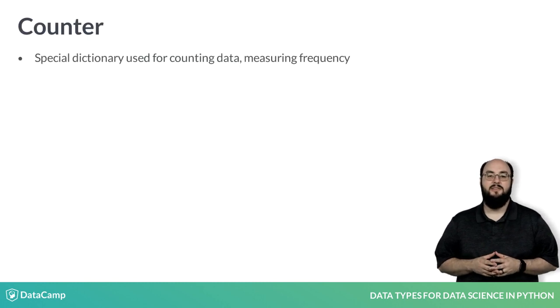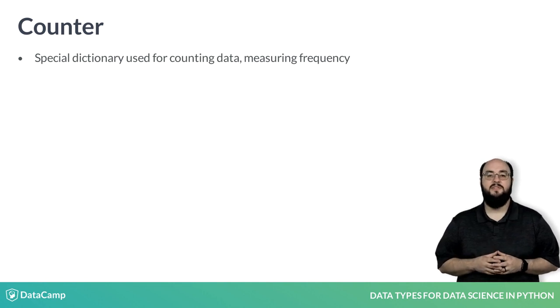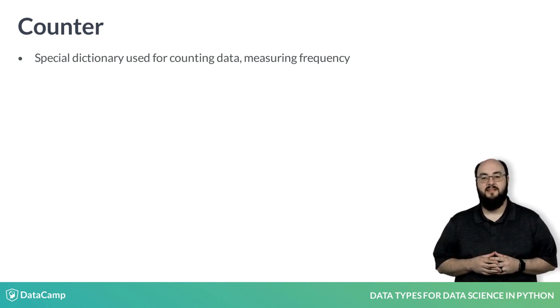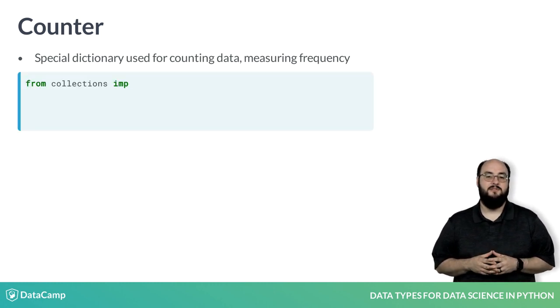Counter is a powerful Python object based on the dictionary object that accepts a list and counts the number of times a value is found within the elements of that list. Since it's dictionary-based, you can use all the normal dictionary features.